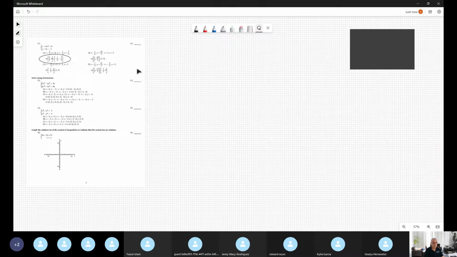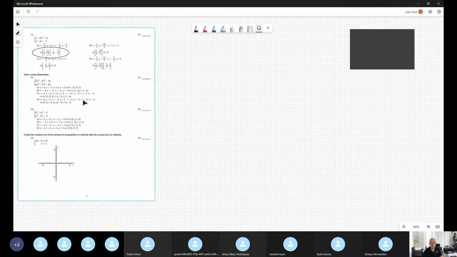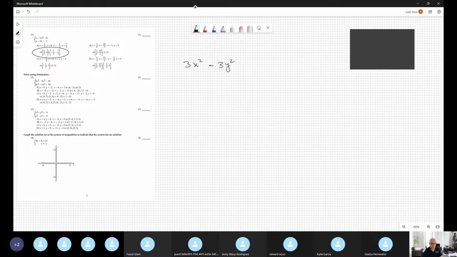Let's do number 12. Number 12 is the equations: 3x squared minus 3y squared equal 36. Equation 1, nonlinear. And the second equation is 4x squared plus 5y squared equal 84.